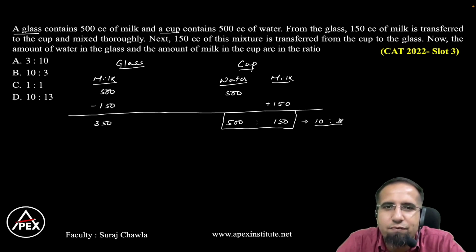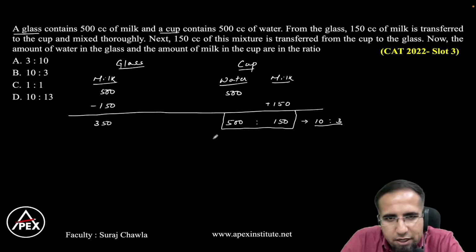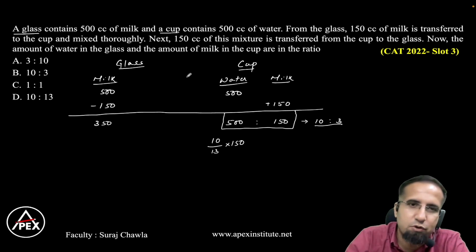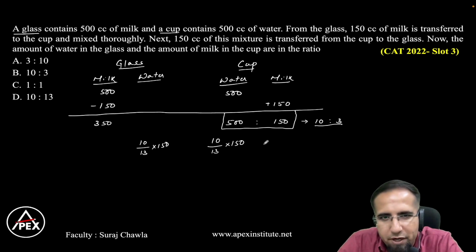Now 150 cc of this mixture is transferred from the cup to the glass, which means 10/13 of 150 will be the value of water that is transferred to the glass. That means I'm adding a water column here. So water's column is going to be 10/13 of 150. And milk would be, so subtracting, milk would be 3/13 of 150.